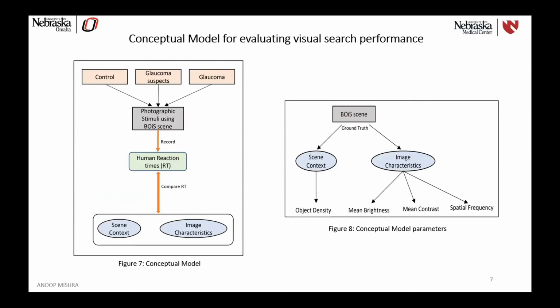Here you see a diagram of that process I've explained to you, and on the right you see a subset of the image characteristics, like brightness, contrast, and spatial frequency, that we're extracting. It's important to note that these characteristics weren't chosen arbitrarily. They have been identified in vision science literature as being meaningful to a variety of vision tasks, including visual search, and so that's why they were chosen.